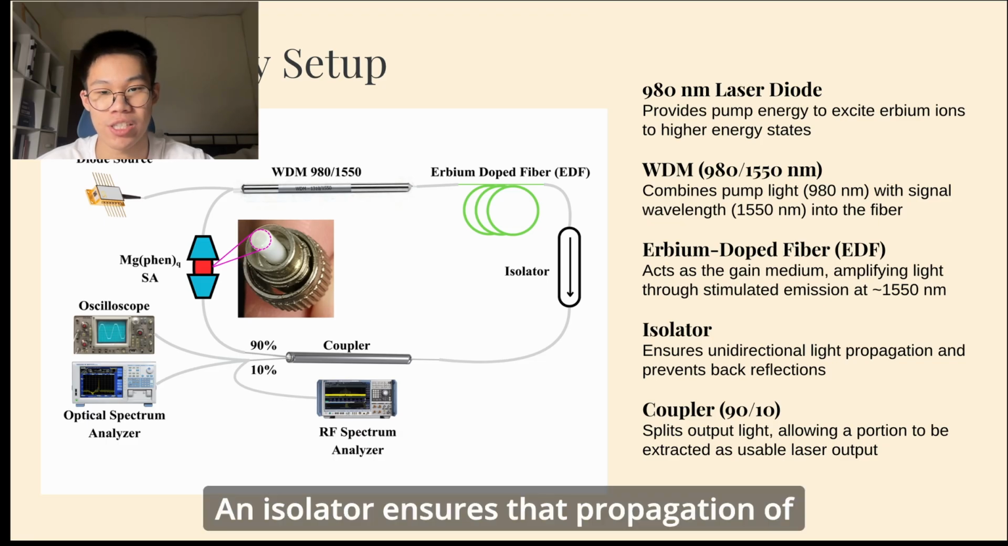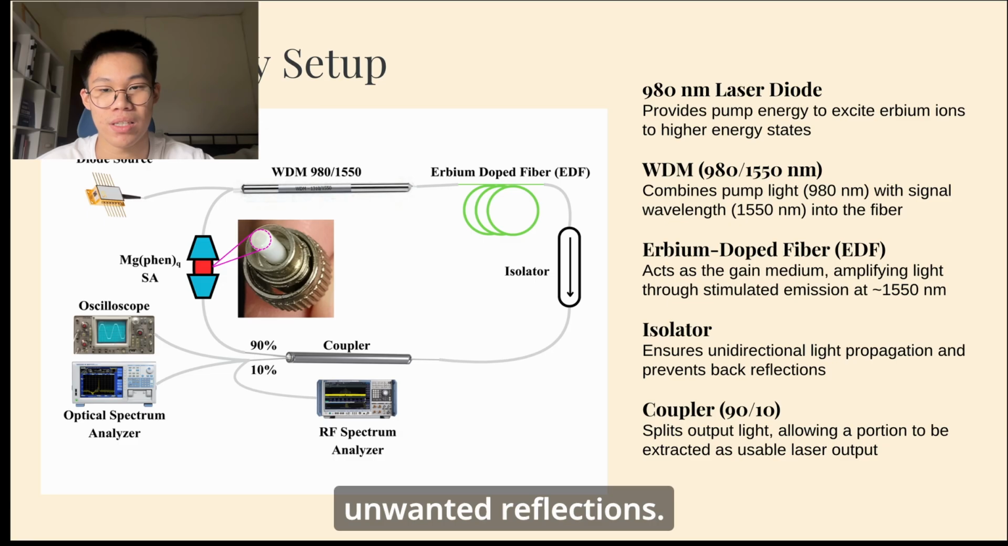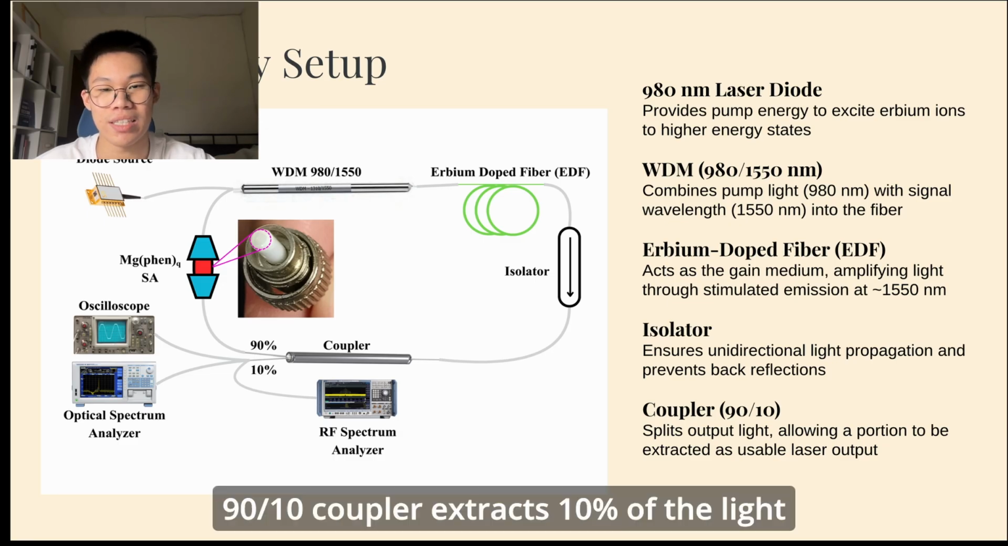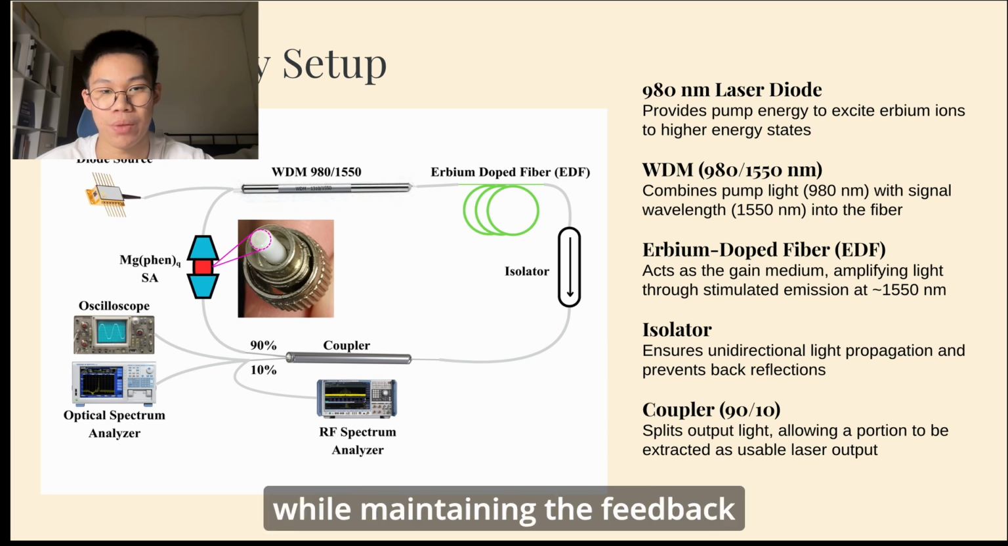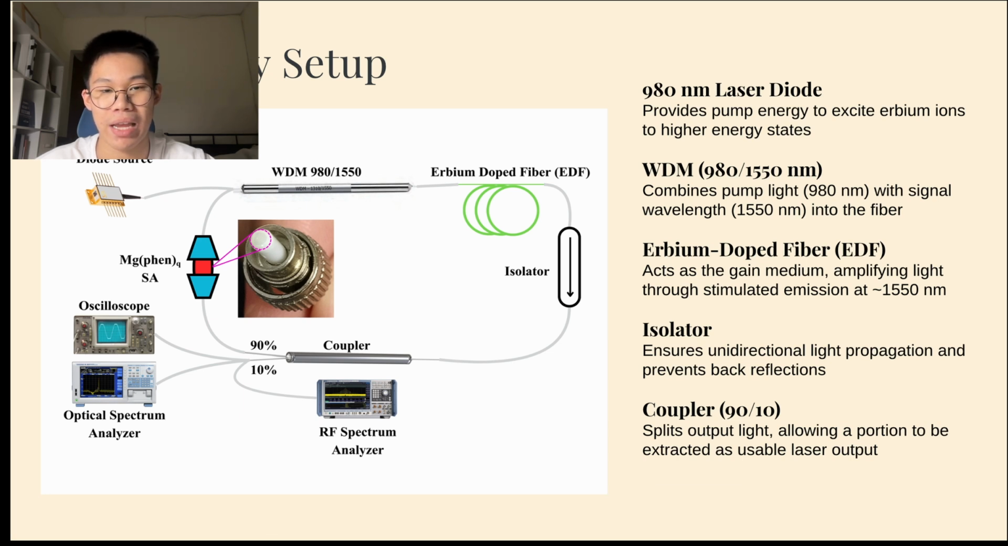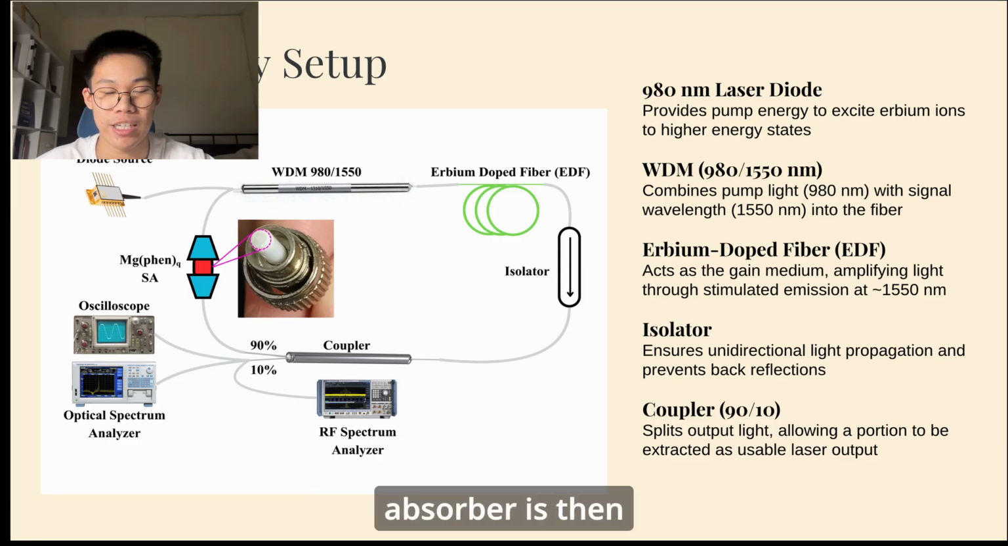An isolator ensures that propagation of light is unidirectional, preventing unwanted reflections. A 90/10 coupler extracts 10% of the light for characterization while maintaining the feedback in the cavity. The magnesium FeNQ saturable absorber is then introduced into the cavity to enable passive Q-switching.